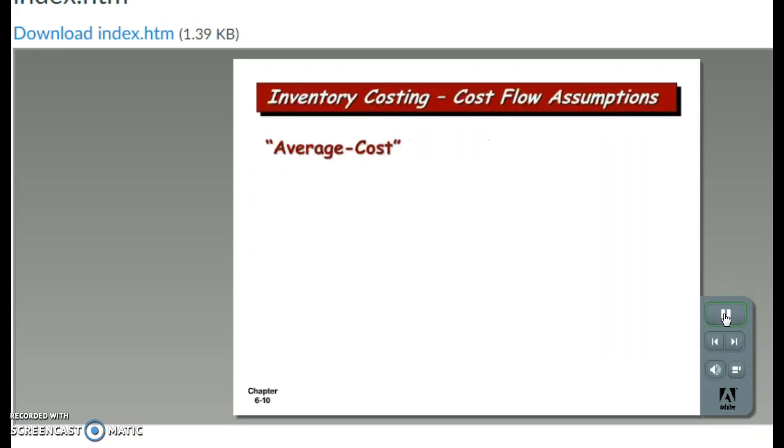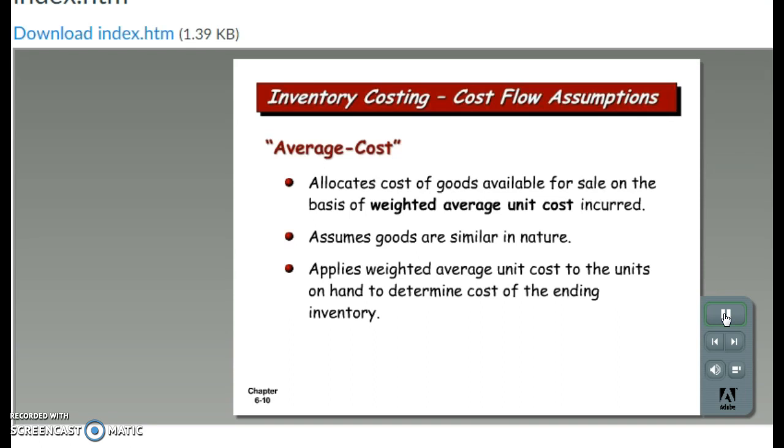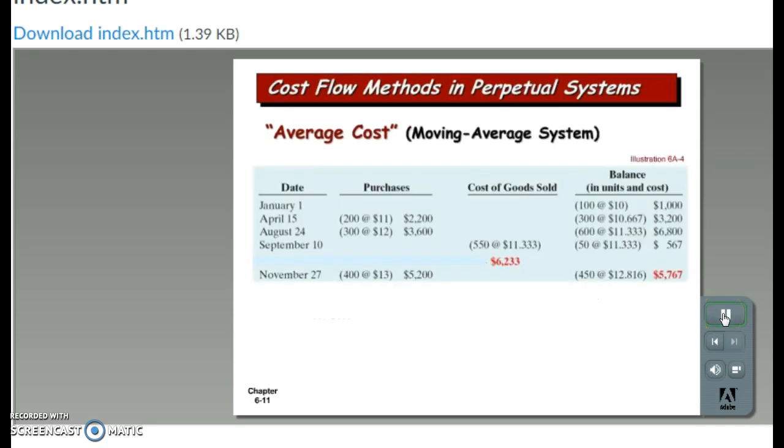The average cost inventory costing method calculates a weighted average unit cost. This method assumes the inventory goods are similar in nature and applies a weighted average unit cost to determine the cost of the ending inventory. The worksheet reflects the beginning inventory balance on January 1 of 100 units at $10 each for a total cost of $1,000.